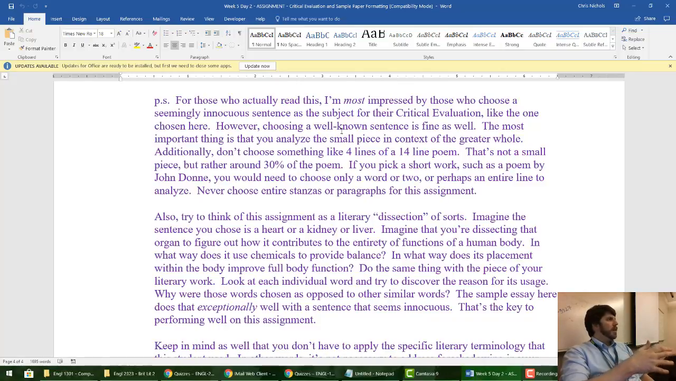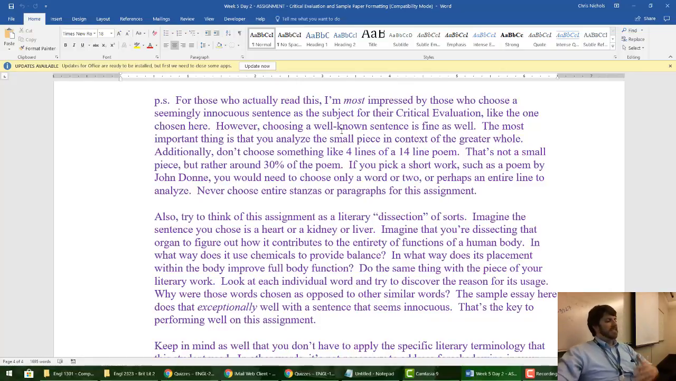Now, this is obvious. And think of it like a dissection. I told you, a dissection, not a dissection. It's like you're dissecting this little piece you've chosen and showing how it promotes the function of the whole thing, creates meaning, establishes themes, deals with the literary terminology.